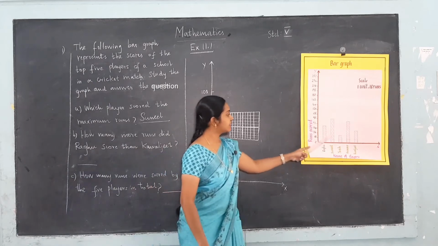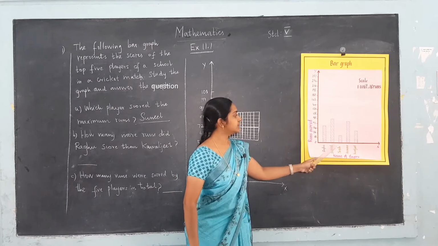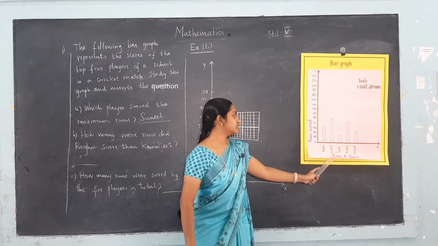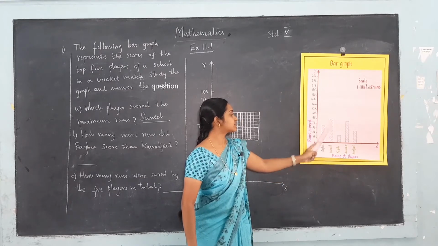Look at the graph. The height of this bar is much greater compared with others. So, the highest score is scored by Sunil.